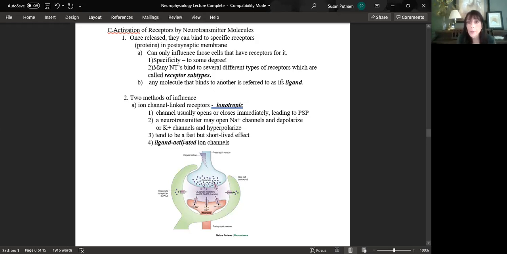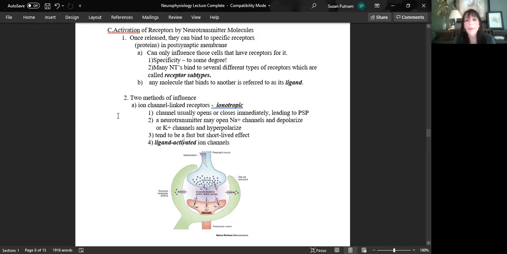Now, here is a term you're really going to need to know. It's simple: ligand. Any molecule that binds to another is referred to as its ligand. Okay, you can probably figure out by now that that's going to be one of the terms you're going to need to know later on.